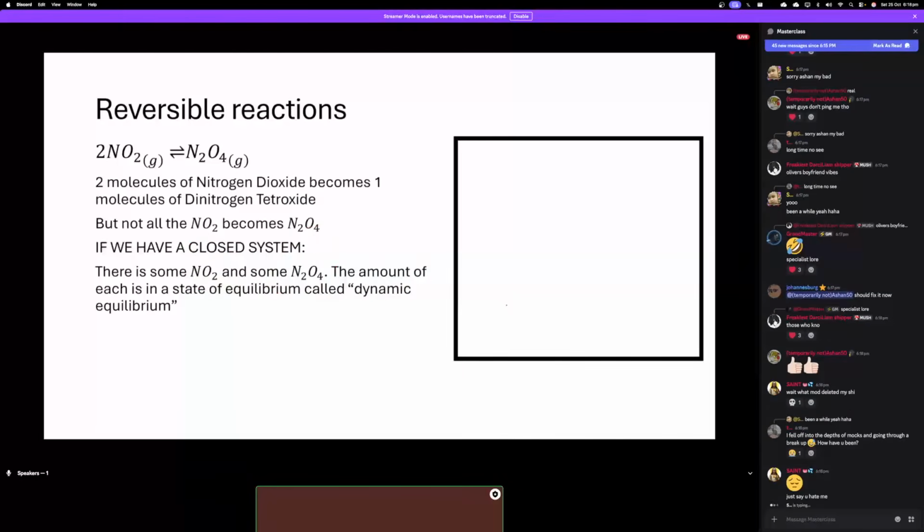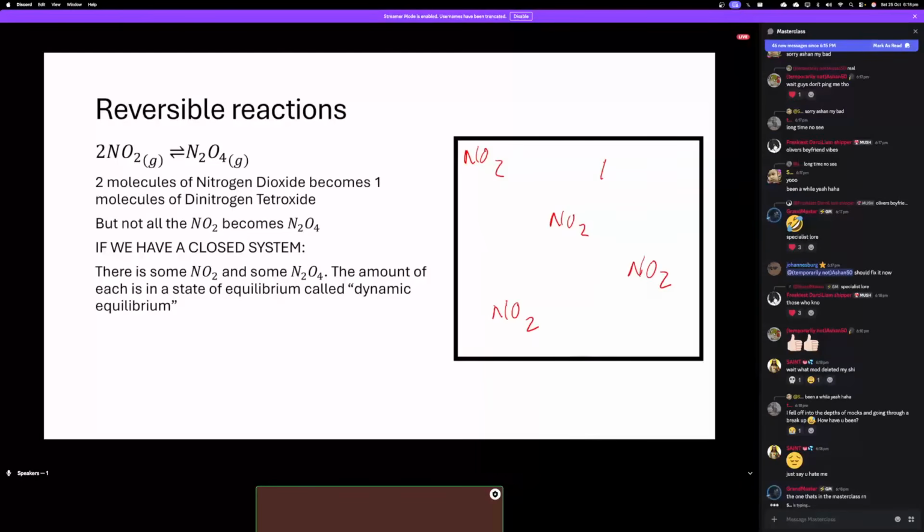So if you look at a diagram, maybe we have NO2, NO2, NO2, NO2, and then maybe we have some N2O4, N2O4. We have both, and they're just chilling with each other. There is a reaction that's constantly happening, and at a state of equilibrium, it is called dynamic equilibrium, right? And why do we call it dynamic?